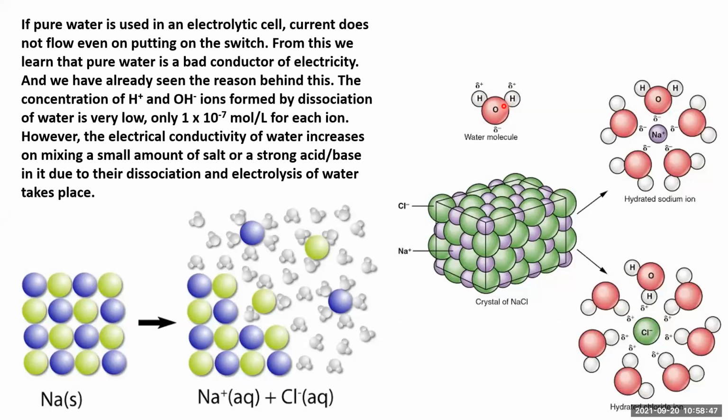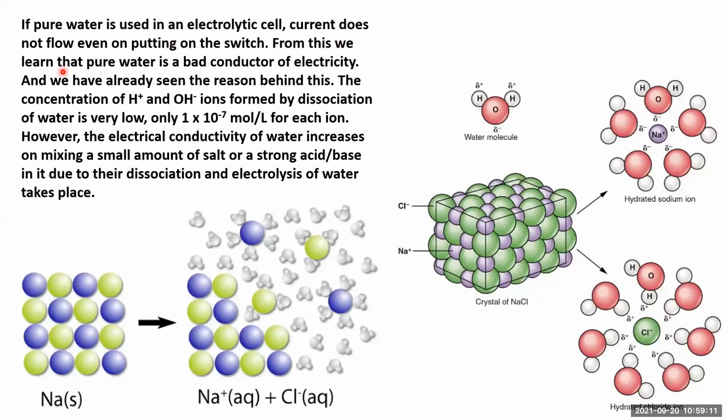Therefore, when we use pure water in the electrolytic cell, current does not flow. It means pure water is a bad conductor of electricity. Pure water does not conduct electricity.